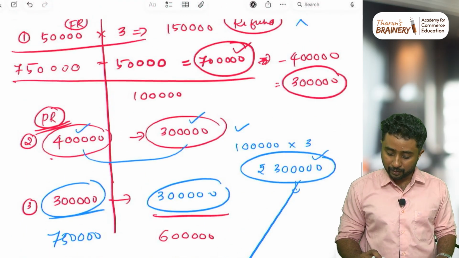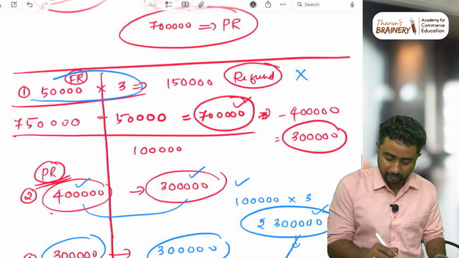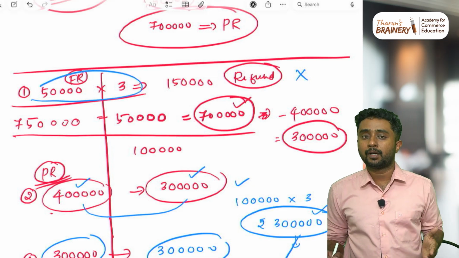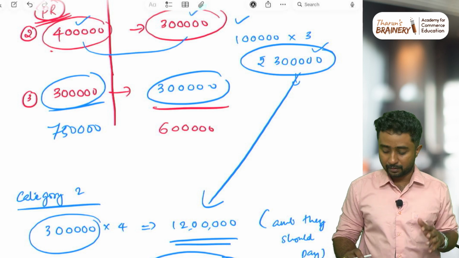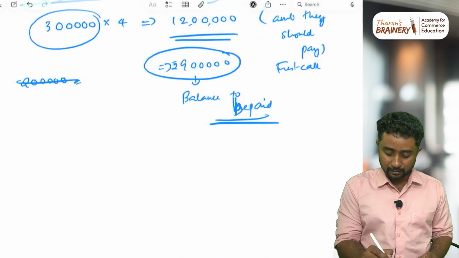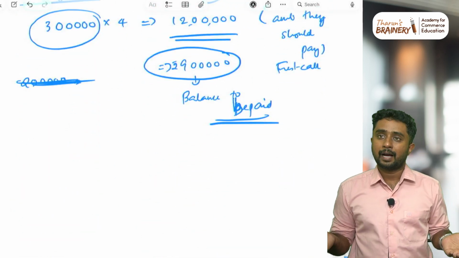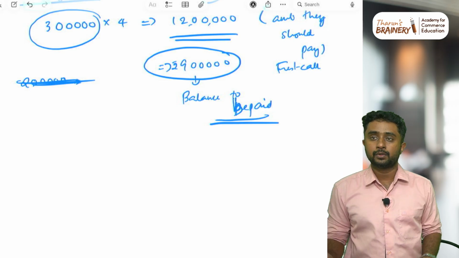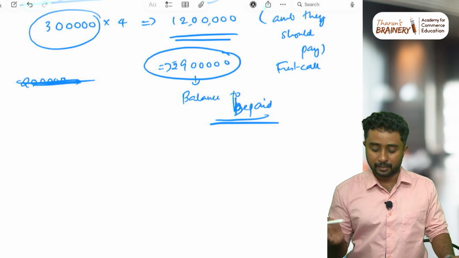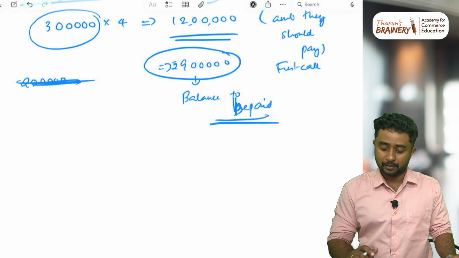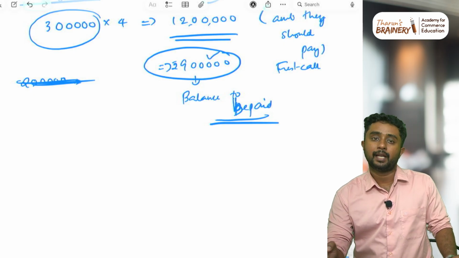So while refunding the amount for the 50,000 shares, at that time, along with that money, we have to refund the second category's amount also. In the current situation, this case is not coming, because after using the extra money that they have paid, we don't have any extra money remaining with us, because they still have to pay 9 lakh rupees.